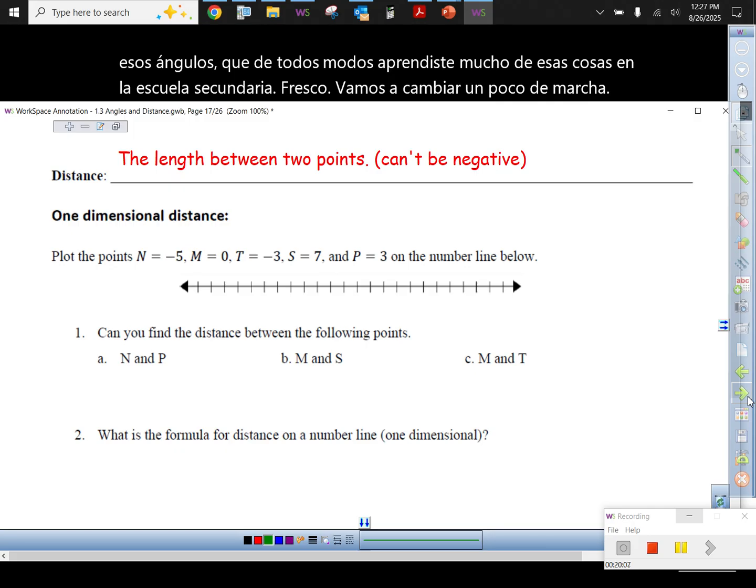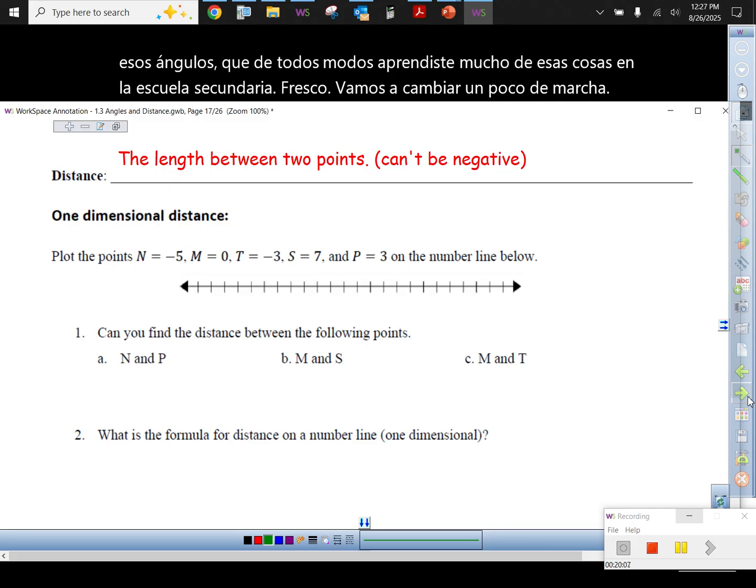It doesn't work that way. Would you? Even if I drove in reverse, if you've ever seen Ferris Bueller's Day Off, it doesn't work that way. There's no such thing as negative distance. Does that make sense? No such thing as negative distance. So that's why we're going to define distance to be the length between 2 points.